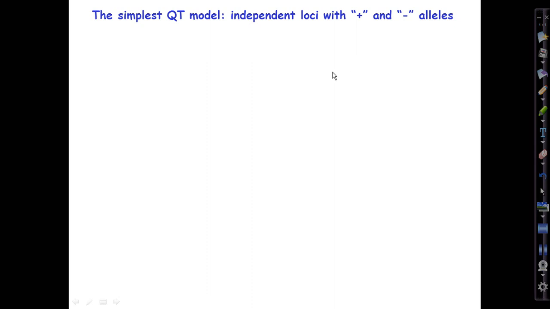For now, let's turn to developing the conceptual model that was used back in the early 20th century, just about 100 years ago, a little more than 100 years ago, to establish the analysis of variance, among other things, as we discussed early in the course. All right, so here it comes, the simplest quantitative trait model.